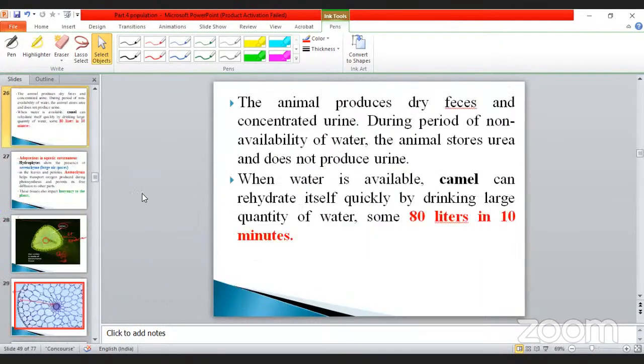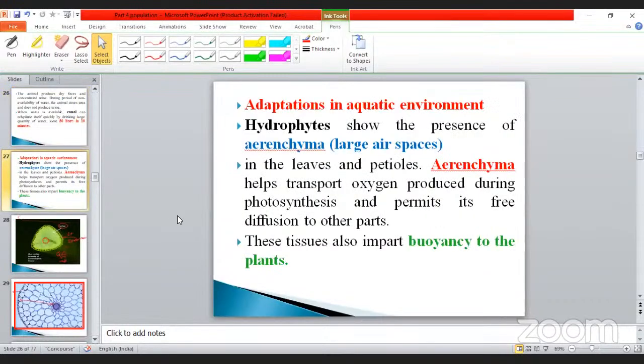Adaptation of hydrophytes, isn't it? Adaptation to the aquatic environment. Hydrophytes are an example, mostly the aquatic plants. In aquatic plants, there is a specialized structure, the presence of parenchyma. The parenchyma is filled with air, and the intercellular space is also very large in nature. Because they are filled with air, they can easily float on the surface of the water. So the condition is called buoyancy.